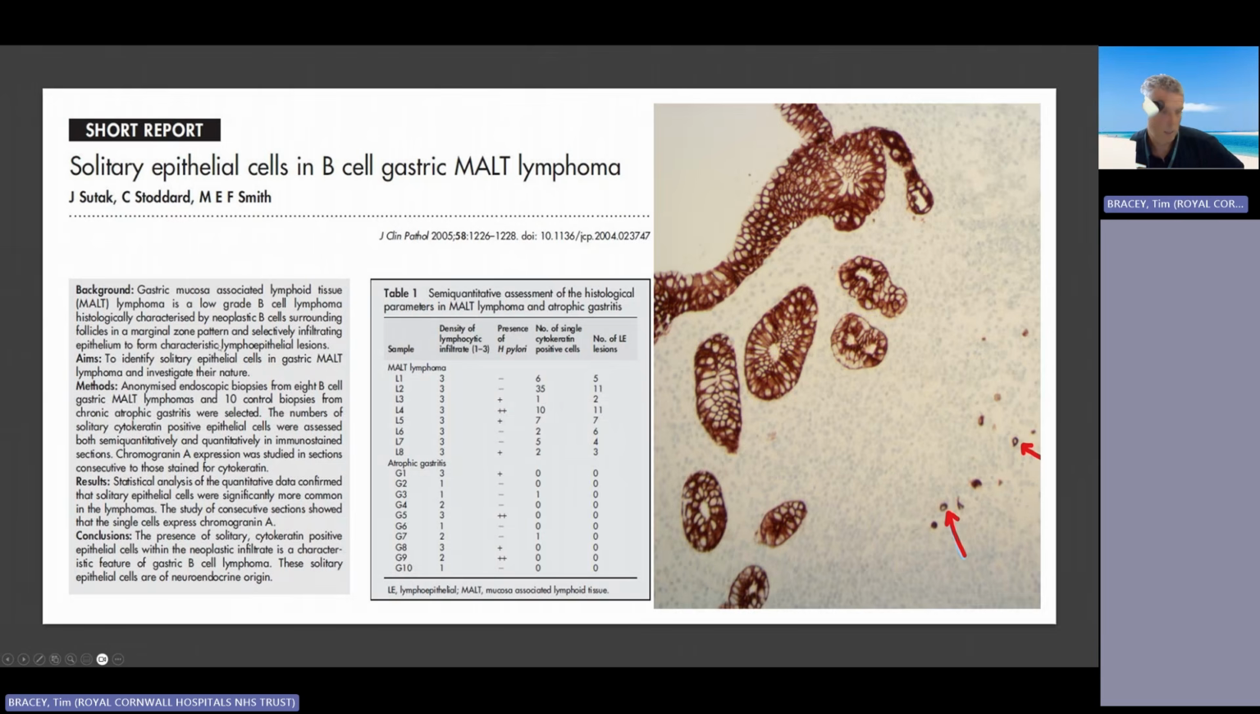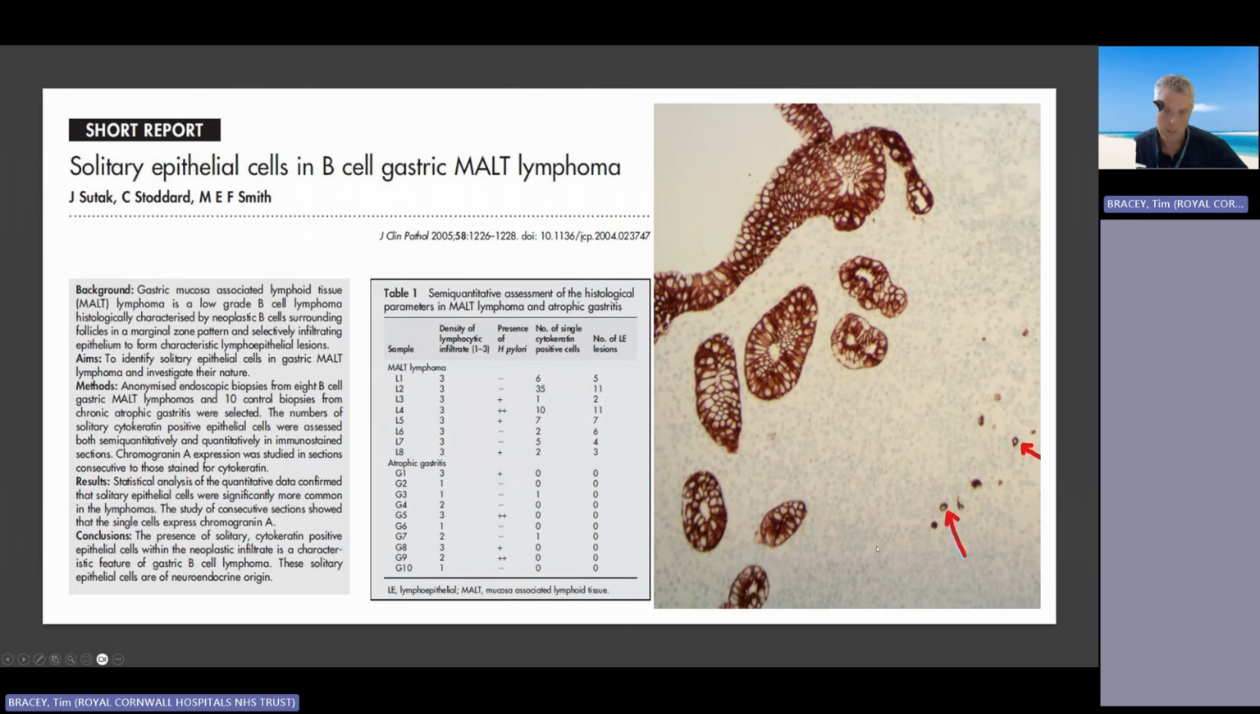This is a chance to plug one of my retired colleagues' papers, and I call this, he has solitary epithelial cells, which I think is SECS, S-E-C-S. So you get solitary epithelial cells when H. pylori leads to florid lymphoepithelial lesions and epithelial destruction.